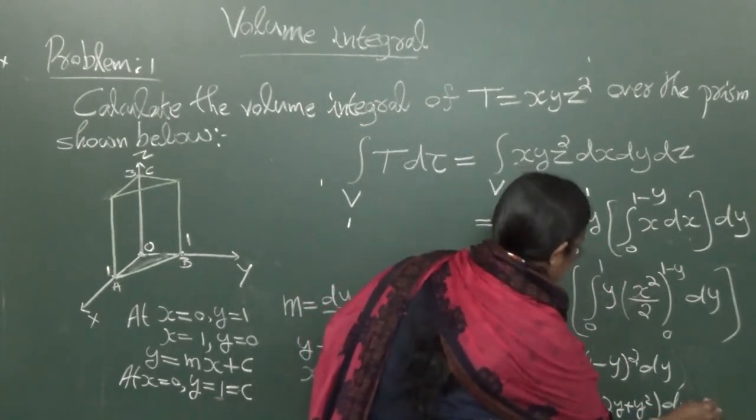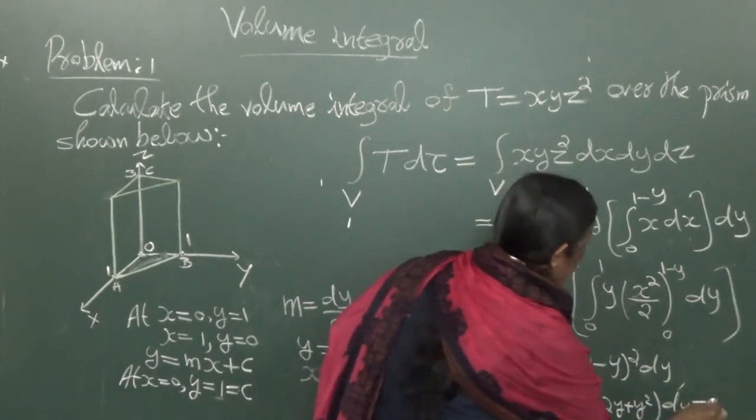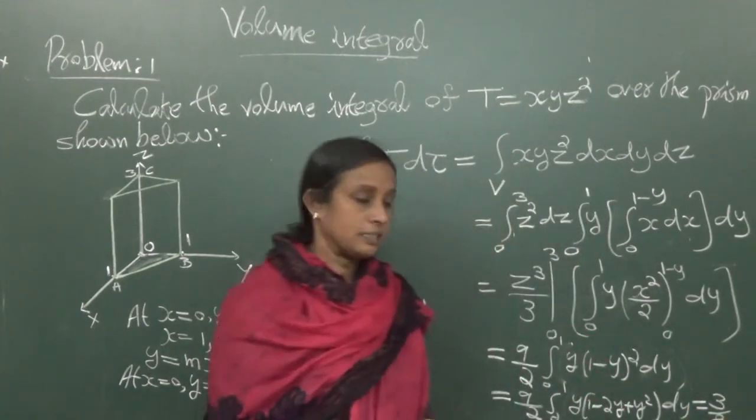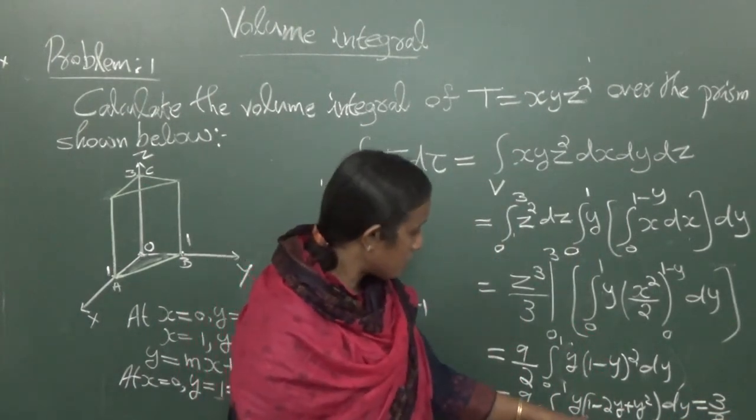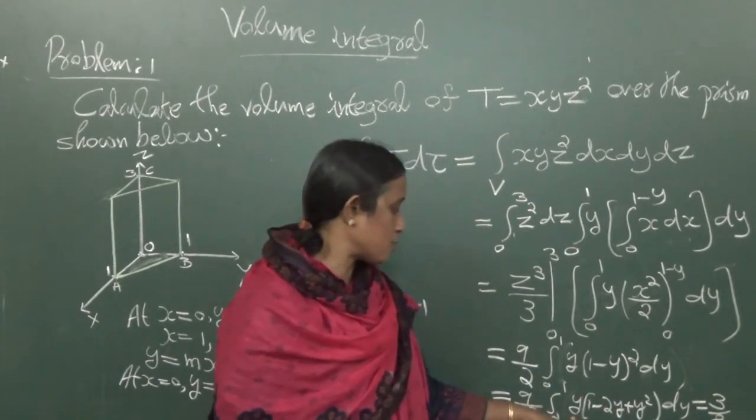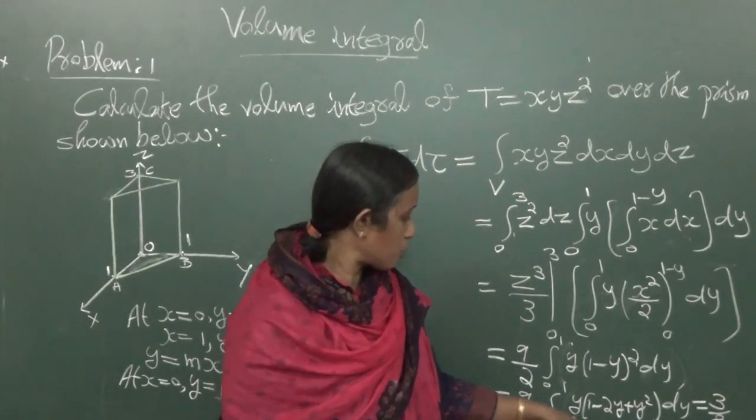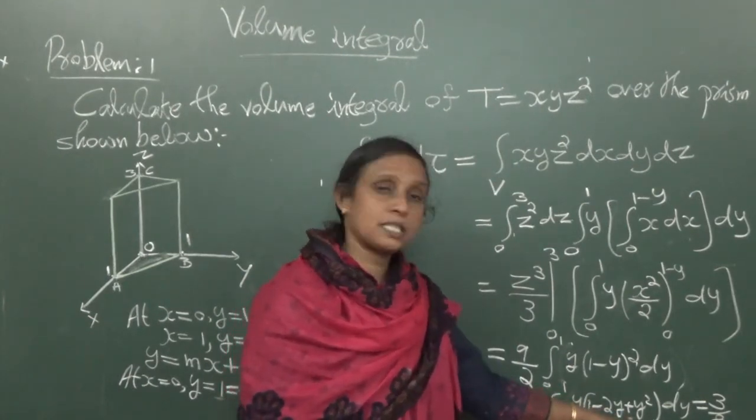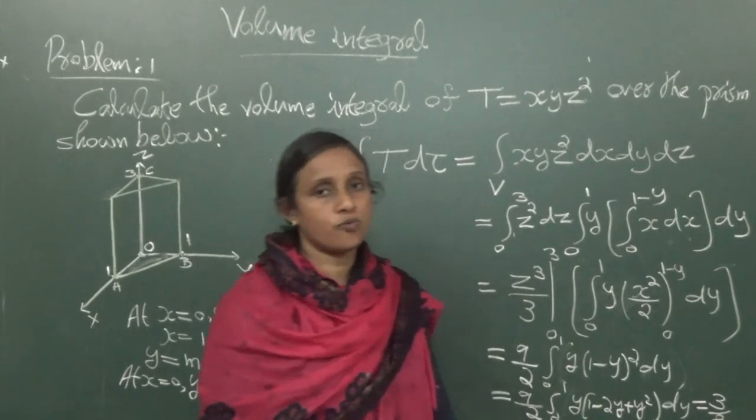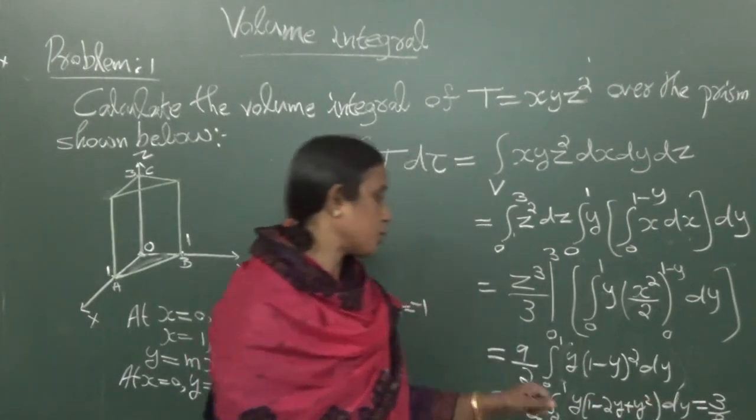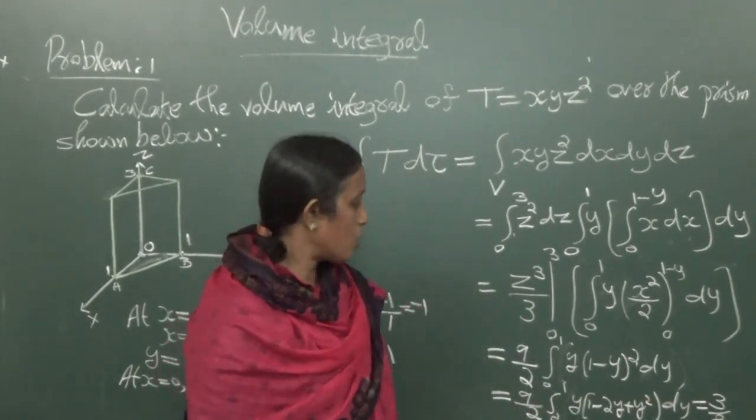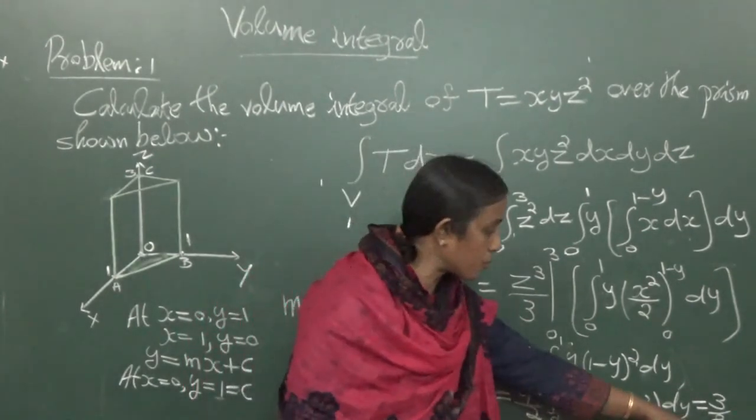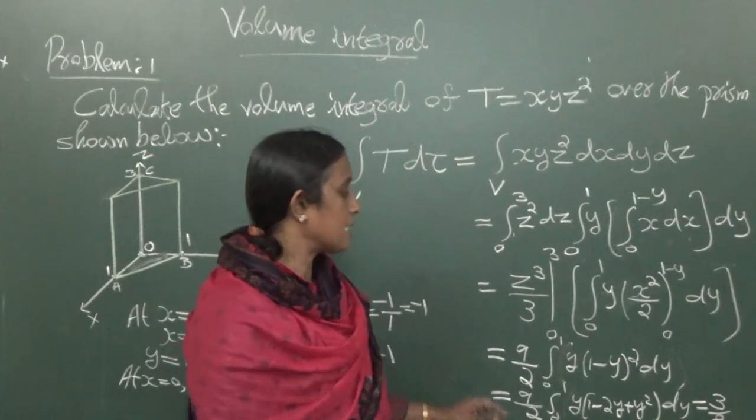And you integrate this. This gives you 3 by 8. Because if you integrate this, the first term gives you y square by 2. The next term gives you minus 2y cube by 3. The next term gives plus y raised to 4 by 4. Altogether, you get your result as 3 by 8.